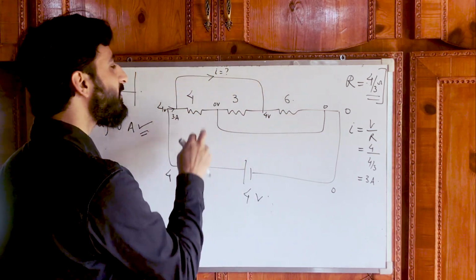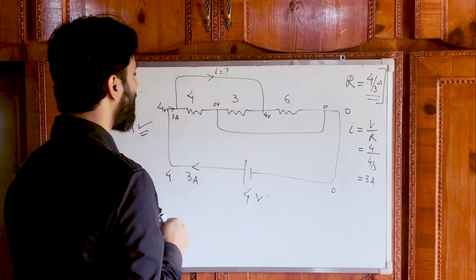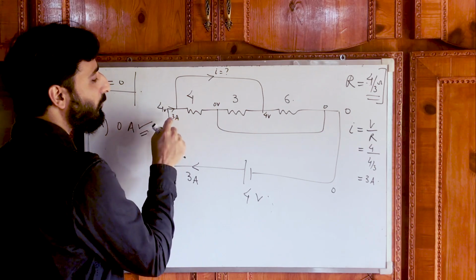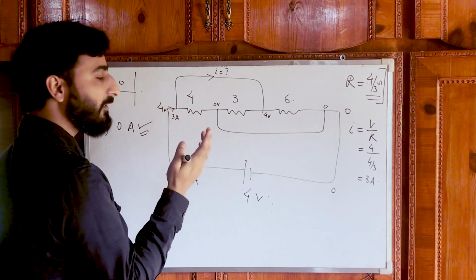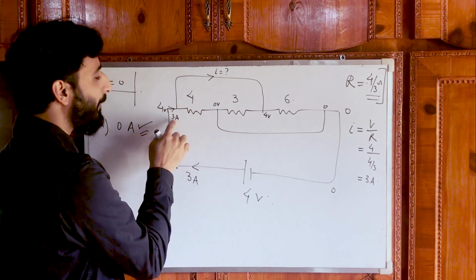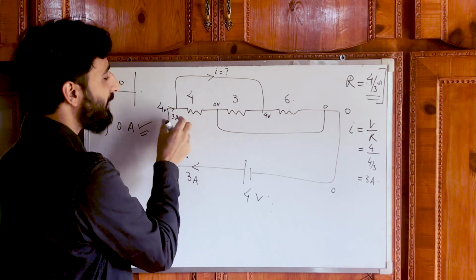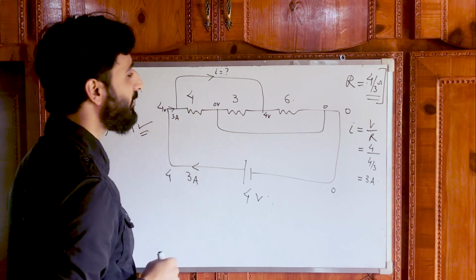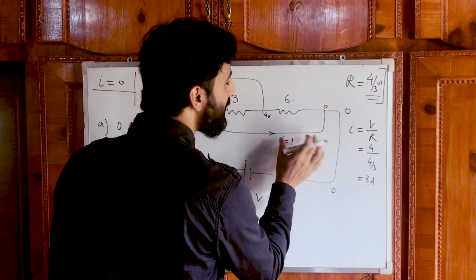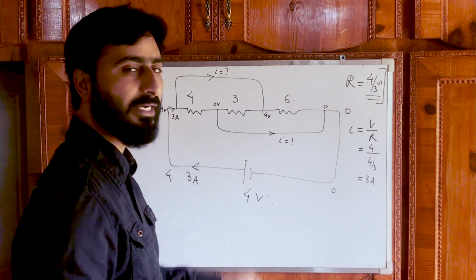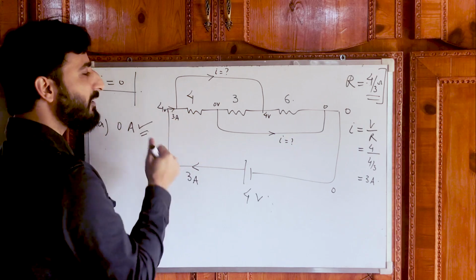But we have already discussed all these 3 are in parallel, because the potential of this point and this point is same. It means this current will get divided into 2 parts, not equal 2 parts, but surely a part of this current will flow through this conductor, and a part of this current will flow through this 4 ohm resistor. Likewise through this, there will be some current, and we don't know, we will find it out. Now how to find it out? It is very simple. We can use a junction law.